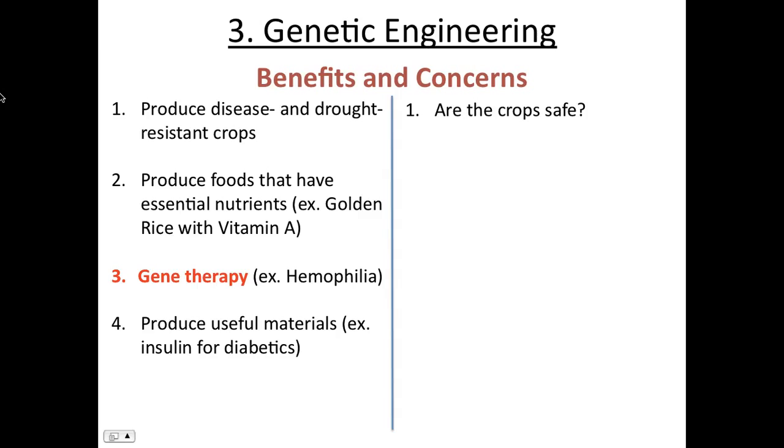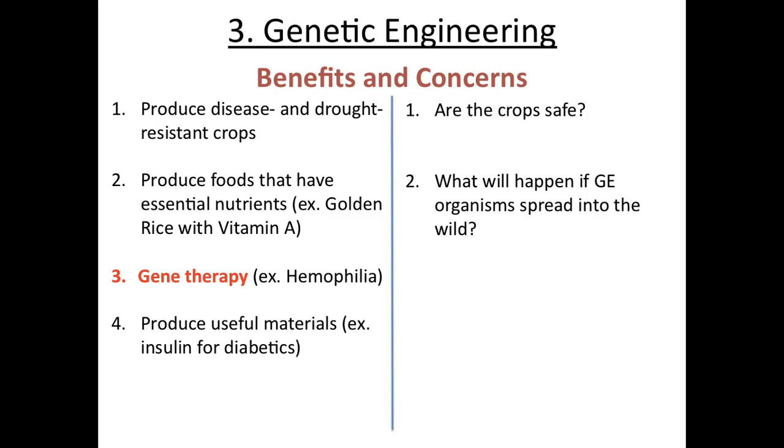Concerns. Are these crops safe? The ones that we are genetically engineering. Do they have ill effects on humans when consumed? A lot of research has gone into that, and frankly, the jury is still out. There does not seem to be any clear indication that these crops are harmful, but people are still conducting research to figure that out.